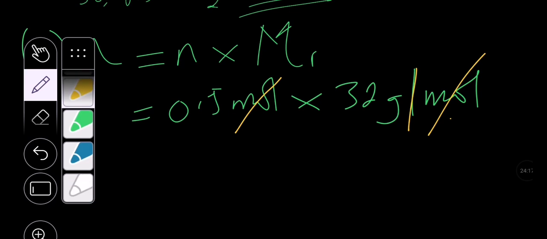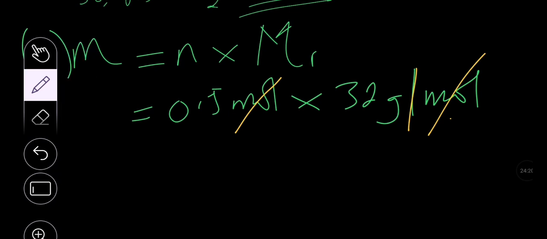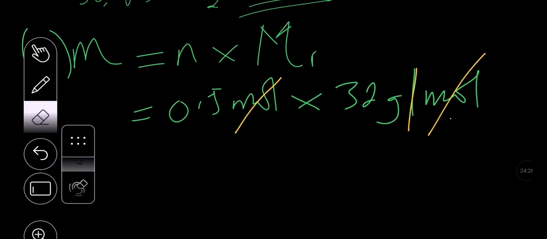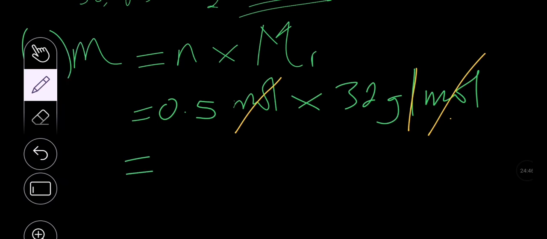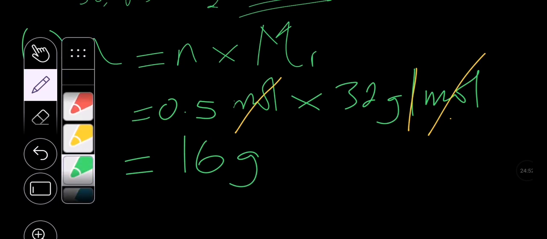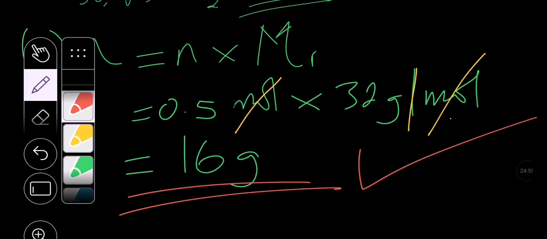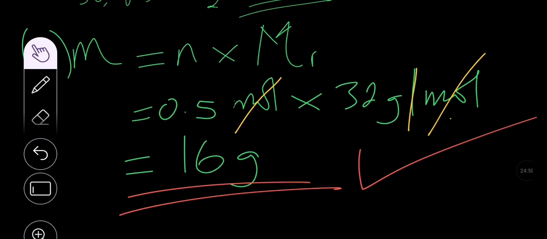So our answer is going to be 0.5 moles multiplied by 32 grams per mole. It's going to halve the 32, so it's simply going to give us 16 grams. So yes, that is our answer. That's how we've managed to find our answer.